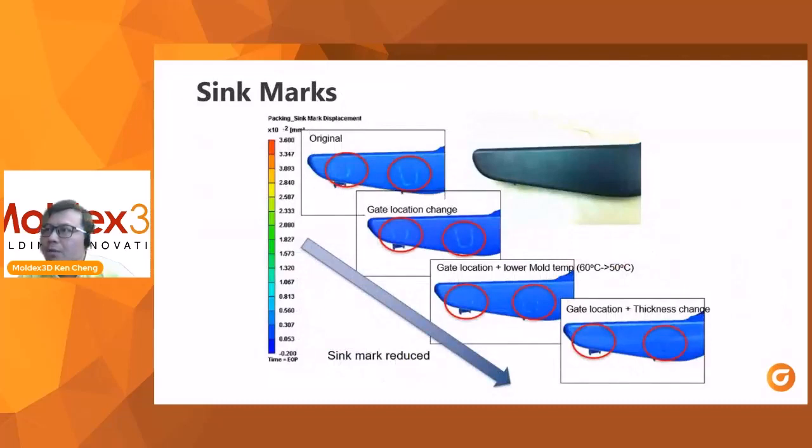This is an example. The original gating is far away from the sink mark. Look at the picture, you can see the sink mark. Then change the gate location closer to the sink mark area. It helps you use higher packing pressure to pack the sink mark area. However, it does not really help. Then you could change the mold temperature to a lower temperature, because at lower temperature you get frozen layers on the skin. It does help, but eventually we still go back to change the part thickness in order to solve the sink mark issue.